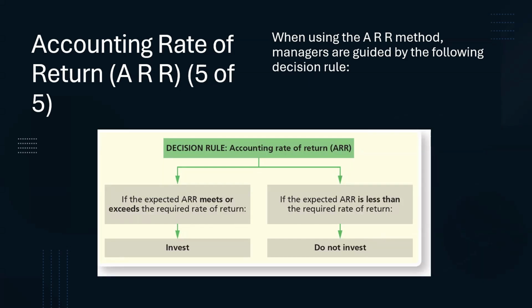So the decision rule for accounting rate of return is that if the expected accounting rate of return meets or exceeds the required rate of return, the company should invest. And if the expected accounting rate of return is less than the required rate of return, the company should not invest.